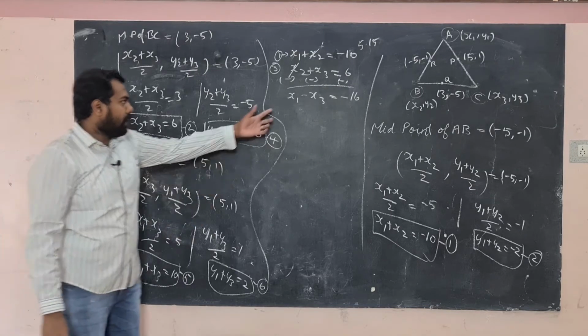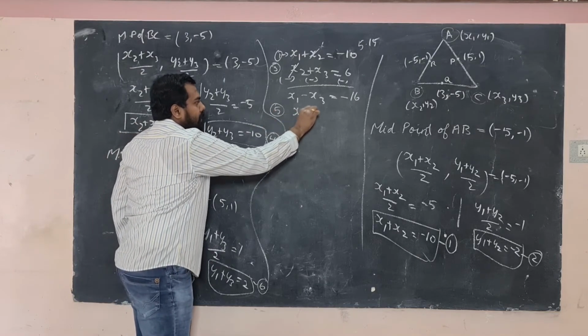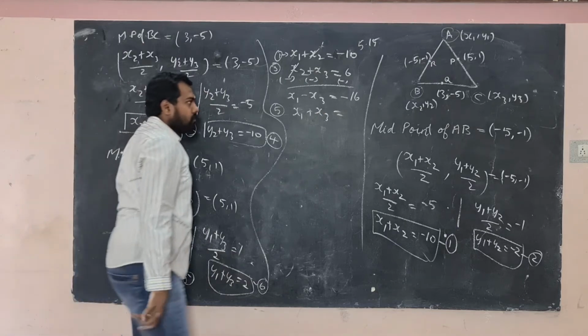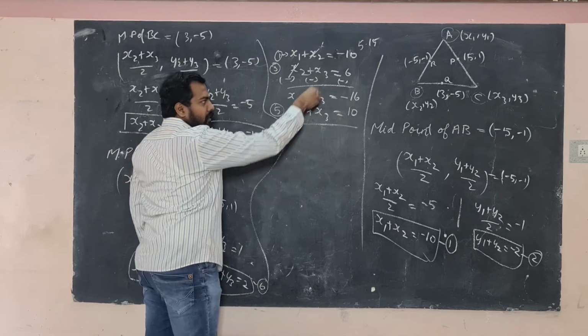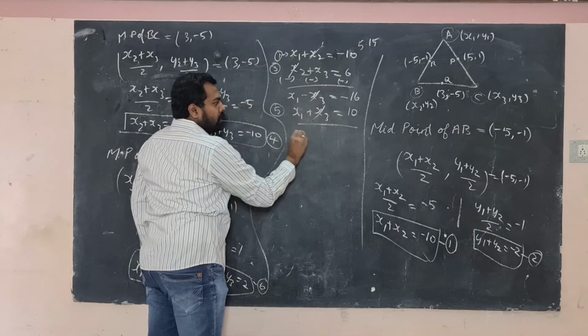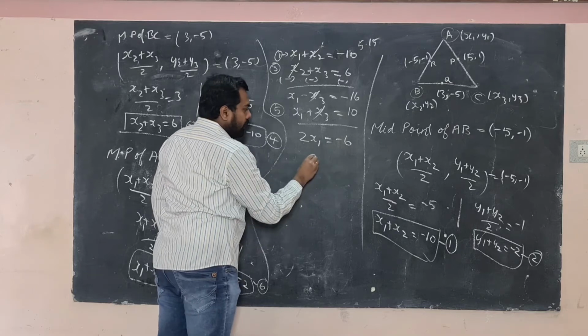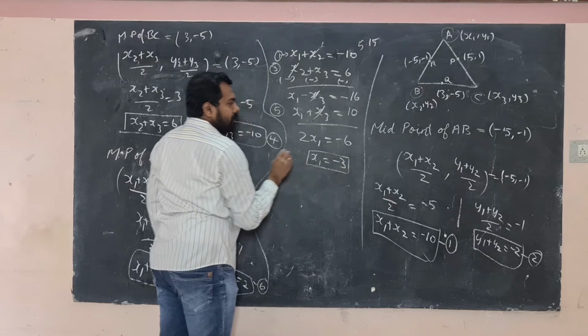I am writing this equation 5 here continuously, watch. x1 plus x3 equal to what they have given? 10. So if you add these two equations, x3 cancels, and 2x1 equal to minus 6. So x1 is equal to minus 3. x1 is minus 3.